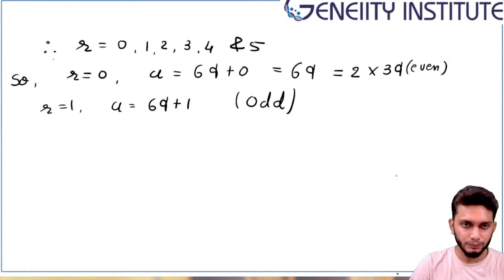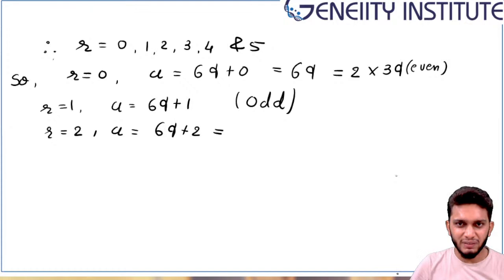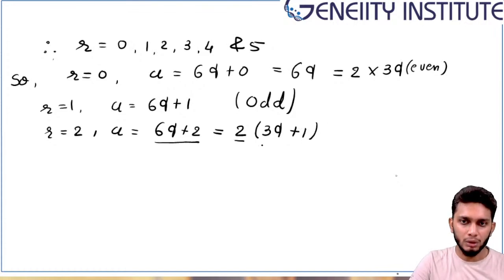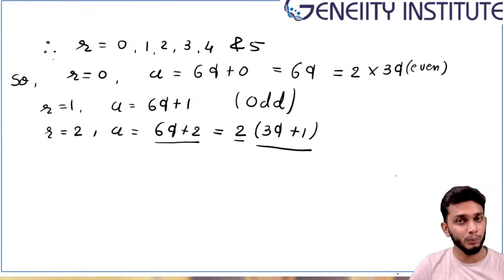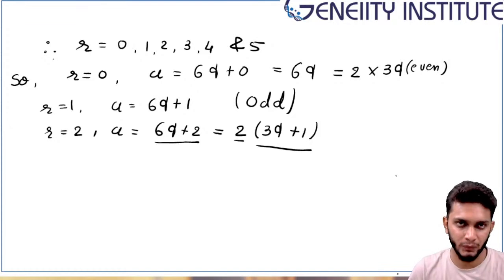क्यों, odd number means not divisible by 2, not divisible by 2 means not in the product of 2. Now r is equal to 2, then a is equal to 6q plus 2, can be written as a product of 2, yes. Take 2 common from both: 2 times 3 is 6, so 3q remains, and in 2, 2 ones are 2, so 1 remains. So it is a multiplication of 2 into 3q plus 1, so it can be expressed as a product of 2 and 3q plus 1.